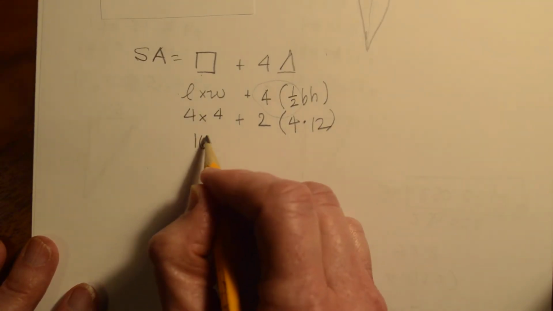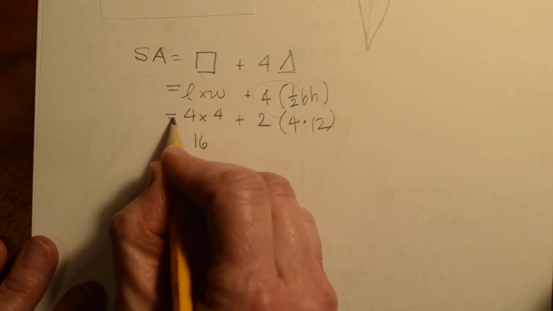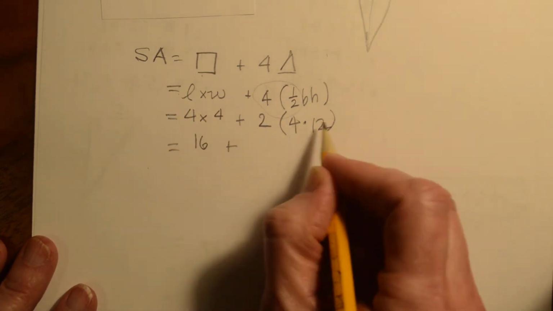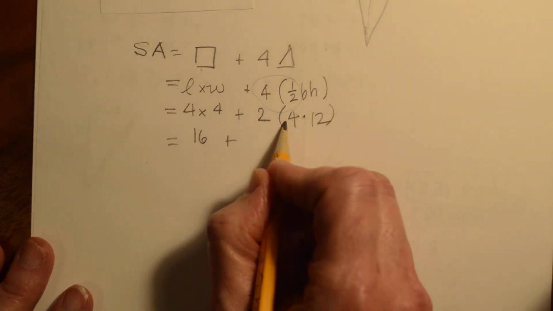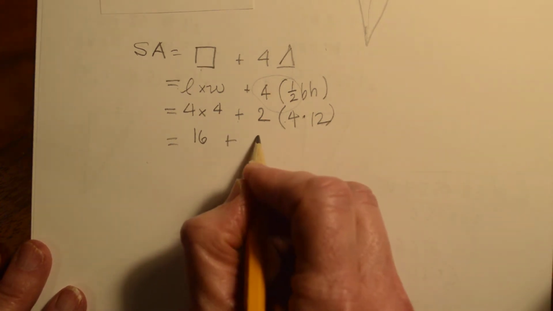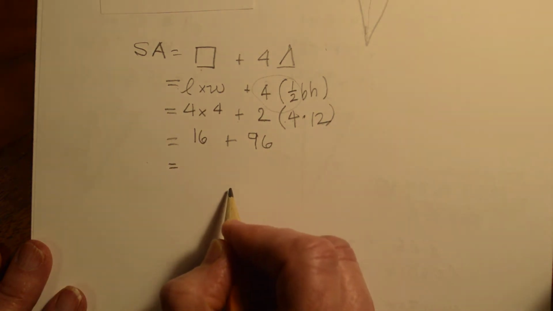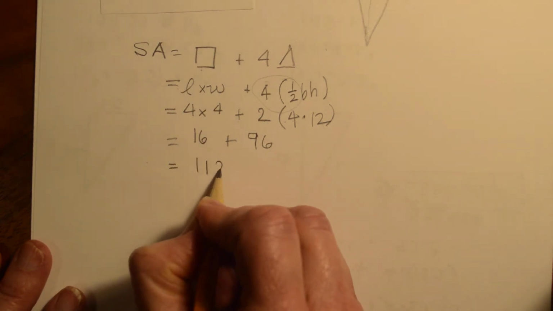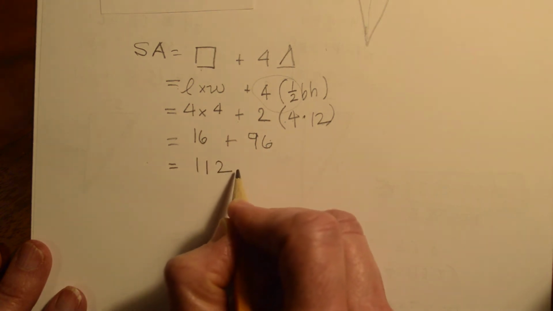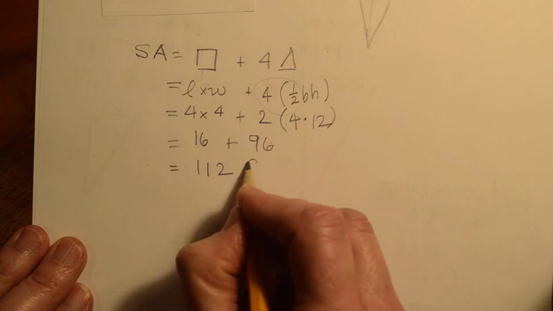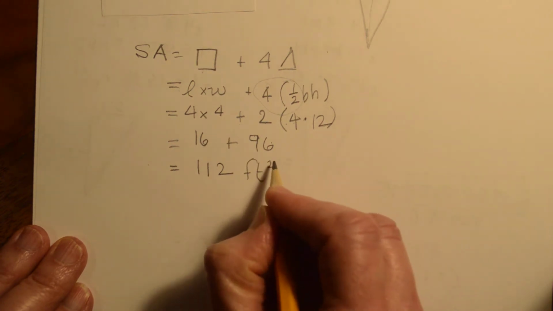Okay, so then we've got 16 for the area of the square base plus 2 times 4 times 12. 2 times 4 is 8 and times 12 is 96. So we've got 16 plus 96 is 112. 6 and 6 is 12. Put down the 2, carry the 1. All right, so it is 112, and then the units were feet, so this is feet squared.